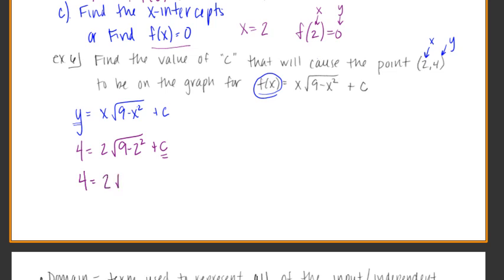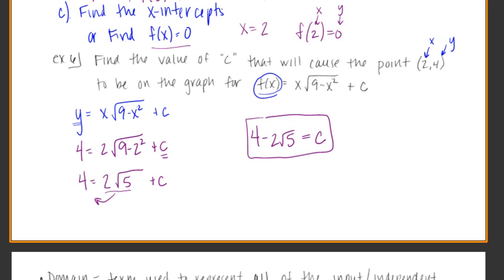So 4 is equal to 2 times the square root of 9 minus 4, which is 5, plus c. So this right here is just a number. Let's move it over so we can get 4 minus 2 square roots of 5 is equal to c. And that's what c is. I could plug this in my calculator, but truthfully we just found what it equals. And the whole goal with this one was just to get practice of realizing that f of x, all of that, is the same thing as your y value.